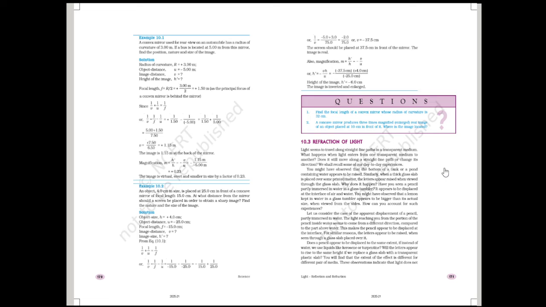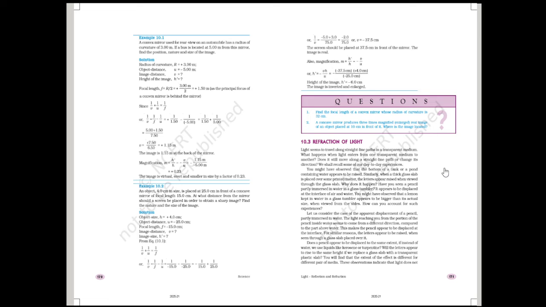Right, now let us consider the case of the apparent displacement of the pencil partly immersed in water. The light reaching you from the portion of the pencil inside water seems to come from a different direction compared to the part above the water. This makes the pencil appear displaced at the interface, and for a similar reason, the letters appear to be raised when seen through a glass slab placed over them.